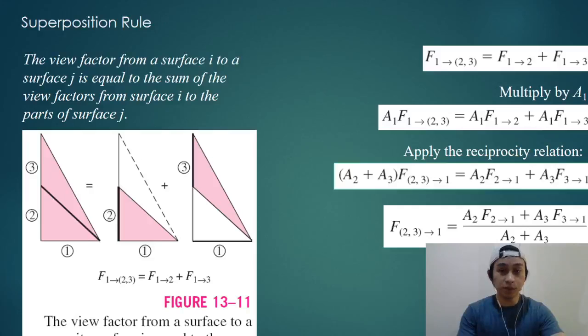Next is the superposition rule. The figure shows that the view factor from a surface to a composite surface is equal to the sum of the view factors from the surface to the parts of the composite surface. The view factor from a surface i to a surface j is equal to the sum of the view factors from surface i to the parts of surface j. So the equation will be like F 1 to 2 plus F 1 to 3. That is the first, and the next is F A to F plus A F over A plus A.